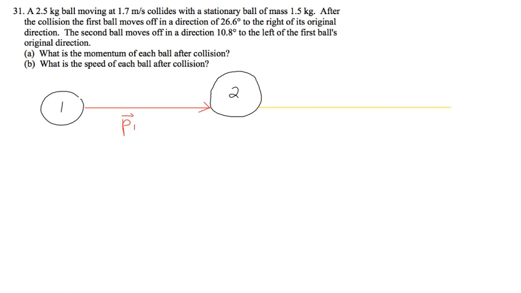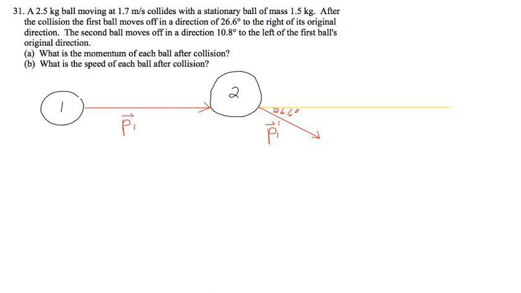So it says, after the collision, the first ball moves off in a direction 26.6 degrees to the right of its original direction. So 26.6 to the right would be in this direction. And I'm going to make it about this size. And so what I just drew there, that is the momentum of the first ball after the collision, and that angle right there is 26.6 degrees.